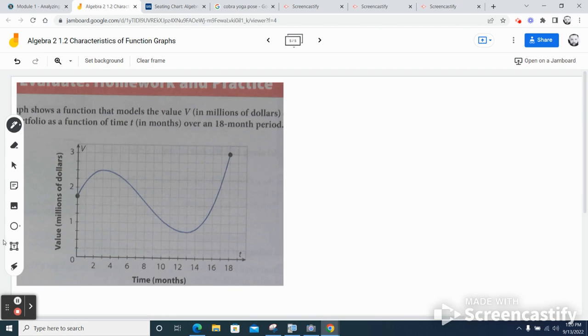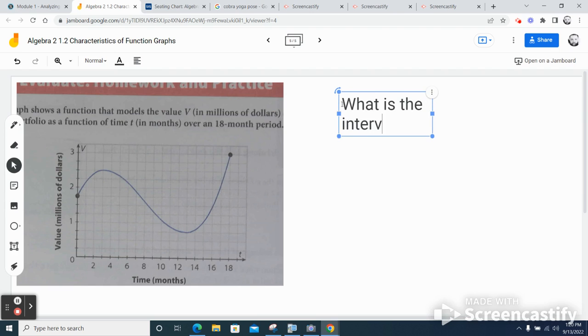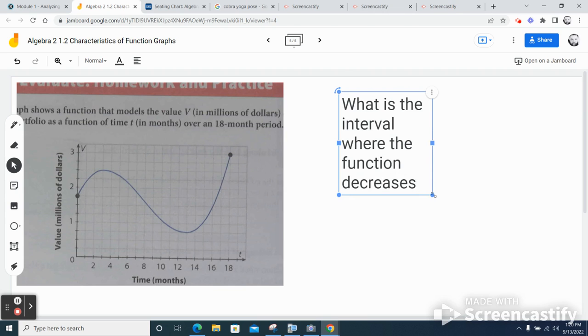So there's 2 questions that they ask us. What is the interval? You don't have to write this down. This is in the textbook too. You just have to write down the answers. What is the interval for the function, let me rephrase that. What is the interval where the function decreases? I'm trying to word it like kids would word it, right? Try and make it a little more student friendly.